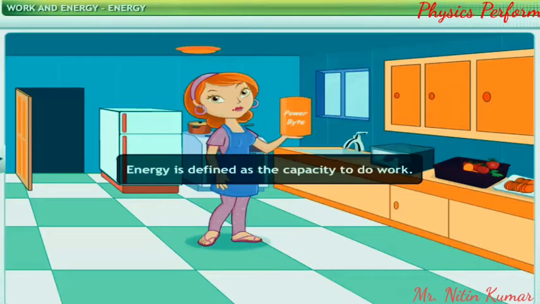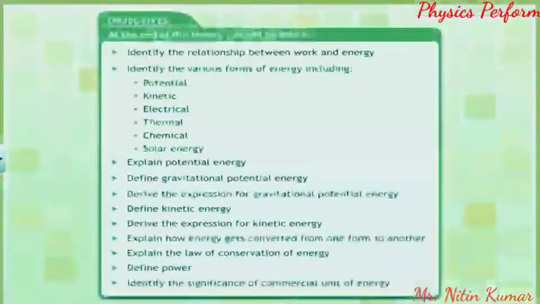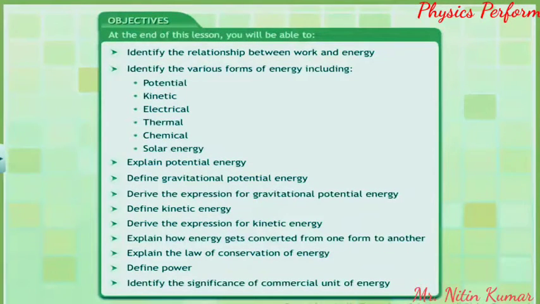Looks like energy and work go hand in hand, doesn't it? In this lesson, you learn about energy. At the end of this lesson, you will be able to identify the relationship between work and energy, identify the various forms of energy, including potential, kinetic, electrical, thermal, chemical, and solar energy.